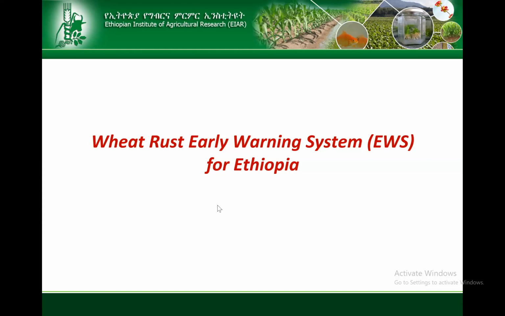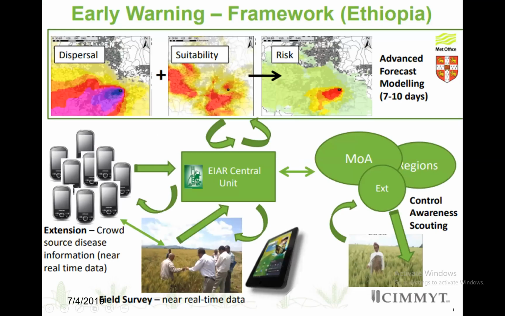In Ethiopia, it is a national project. As you can see in this slide, this is the framework for the early warning system at national level. You can see many partners, including CIMMYT, the Ministry of Agriculture, the ATA, and Cambridge University, which is also working on this project, mainly on modeling. Mainly EIAR is the central unit where the server is stationed. That means all the surveys collected from Ethiopia will be stored in EIAR, and then other partners will use these surveys for prediction and modeling.